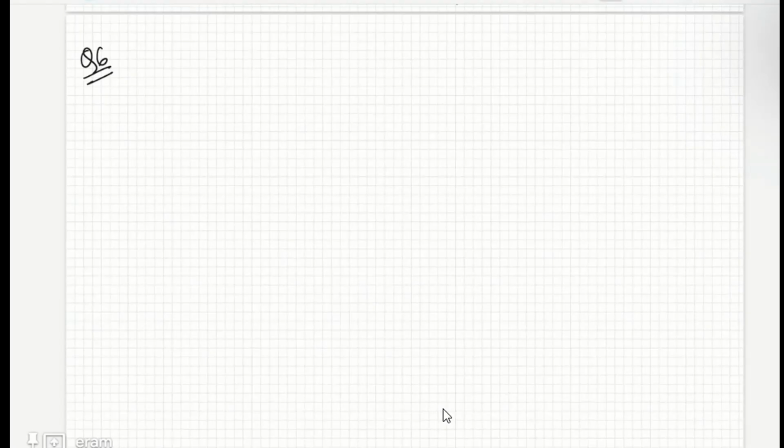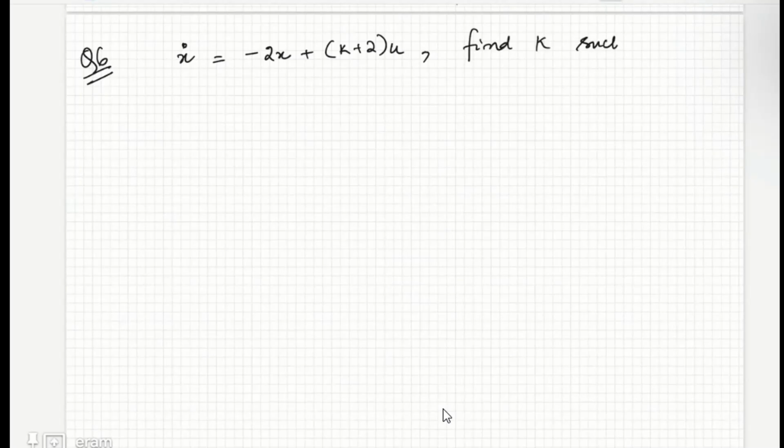Now similarly, let's check a similar concept for the scalar system. So given a scalar system x dot equals to minus 2x plus (k plus 2) into u. So now we have a scalar system but with control u, and here also we have to find k such that the system is asymptotically stable.